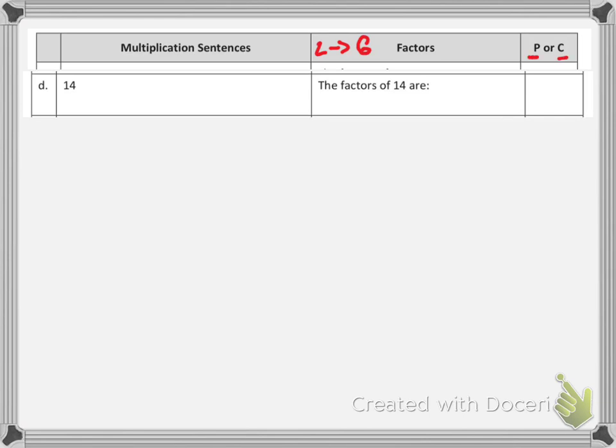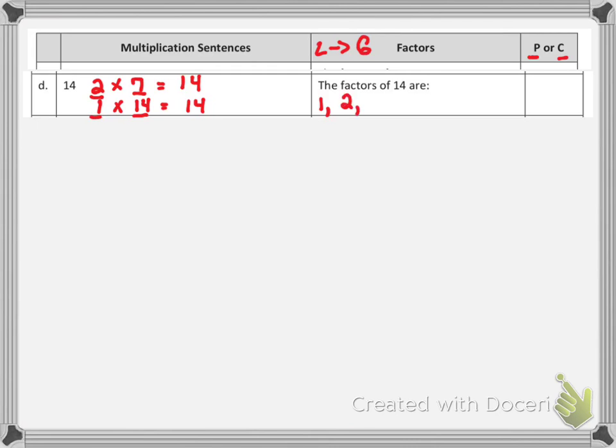So here's 14. So let's make all the multiplication sentences that equal 14. So we have a factor of 2 times 7 equals 14. And we have another one of 1 times 14 equals 14. So what are the factors? Well, we've got 2, we have 1, and a 7, and a 14 are all factors of 14. But we have to make sure that they're in order. So we have 1 that goes first is a factor of 14.